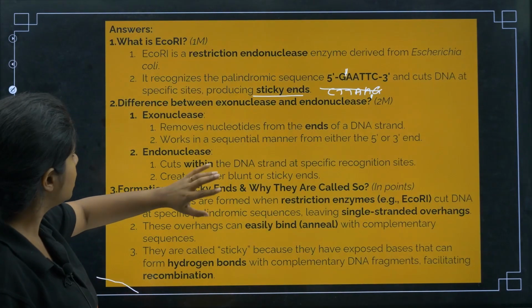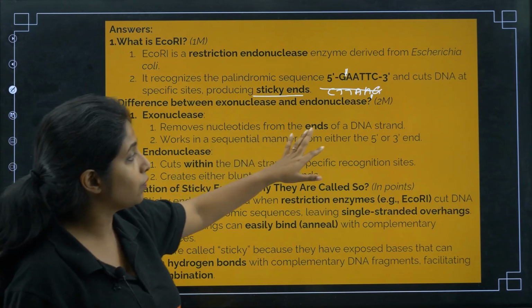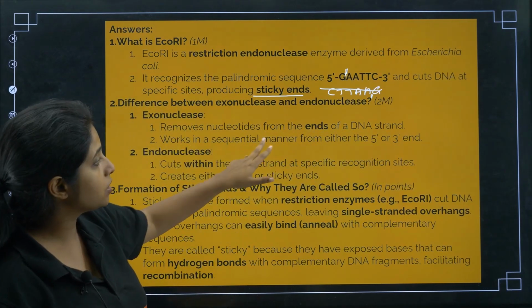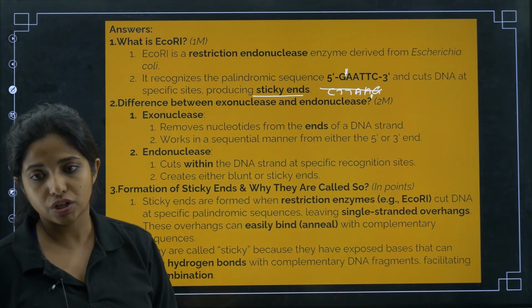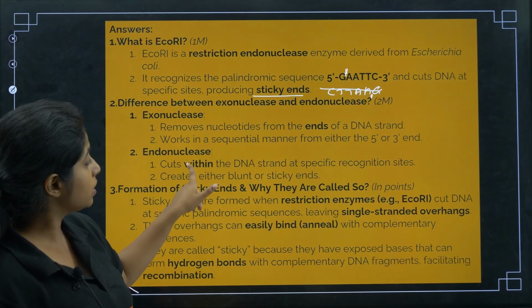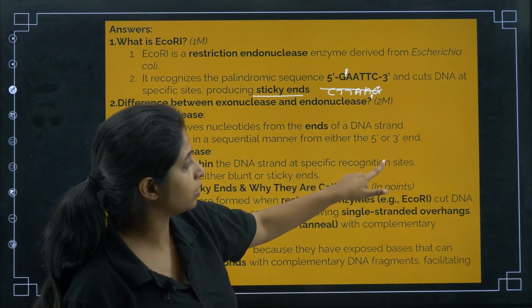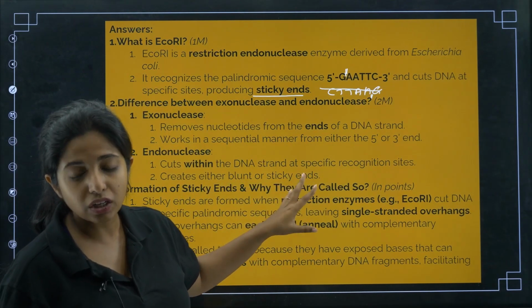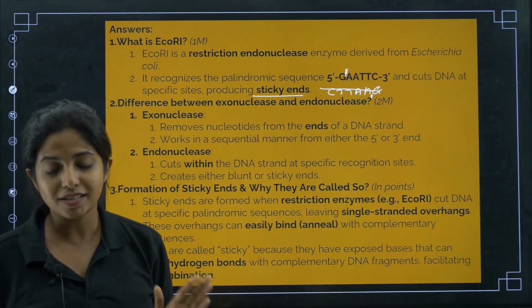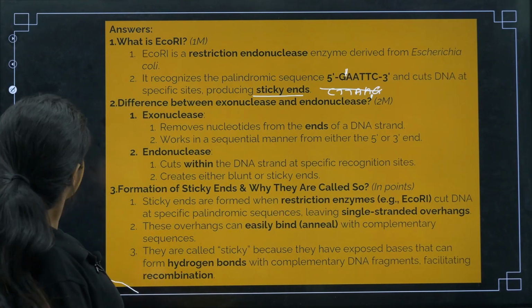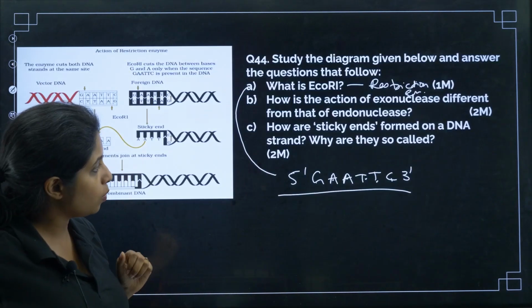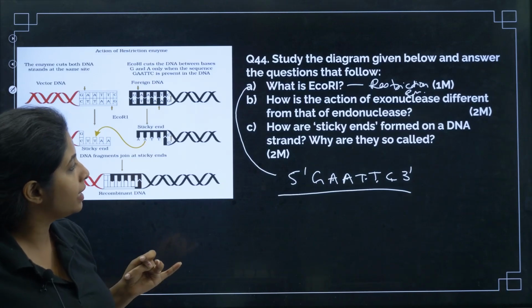It is very specific. So the difference is: exonuclease removes nucleotides from the ends of the DNA strand, and works in a sequential manner from either the 5' or 3' end. Endonuclease cuts within the DNA strand at specific recognition sites, and creates either blunt or sticky ends, my dear little children. Now, how are sticky ends formed on a DNA strand?